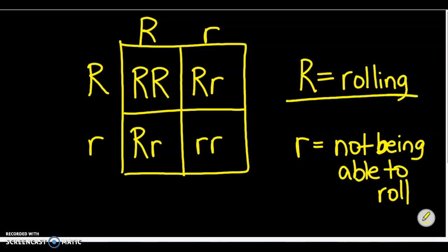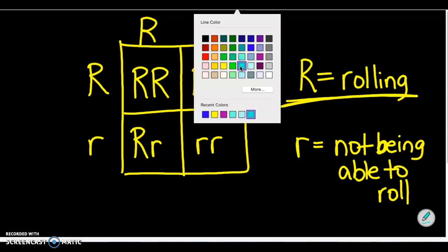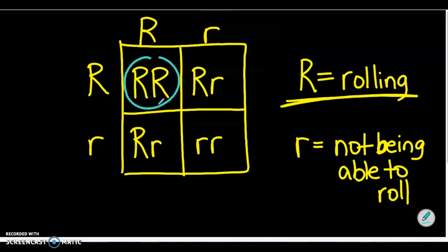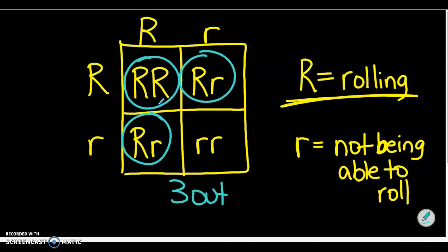All right, so it says the probability of a child being able to roll their tongue. So they want to know the probability that their child would be able to roll it. So let's look here again and see. We have 1, 2, 3. So 3 out of 4. So what percentage would that be? Oh, you're right if you said 75%. So there we go. So 3 out of 4 is 75%.